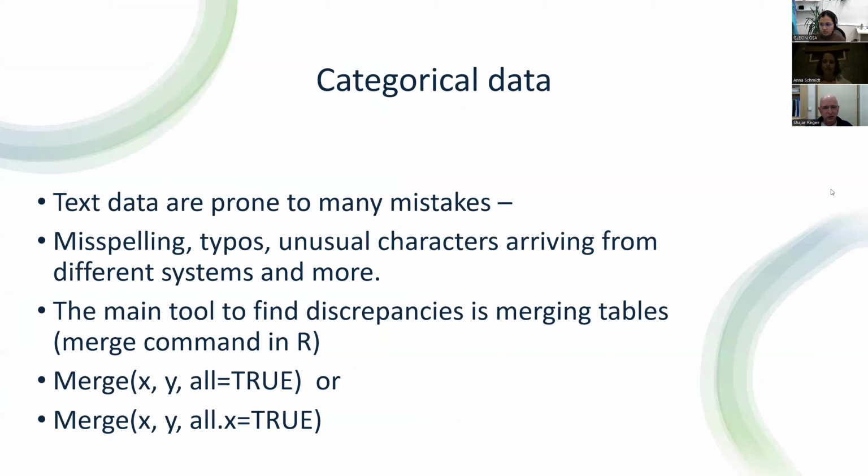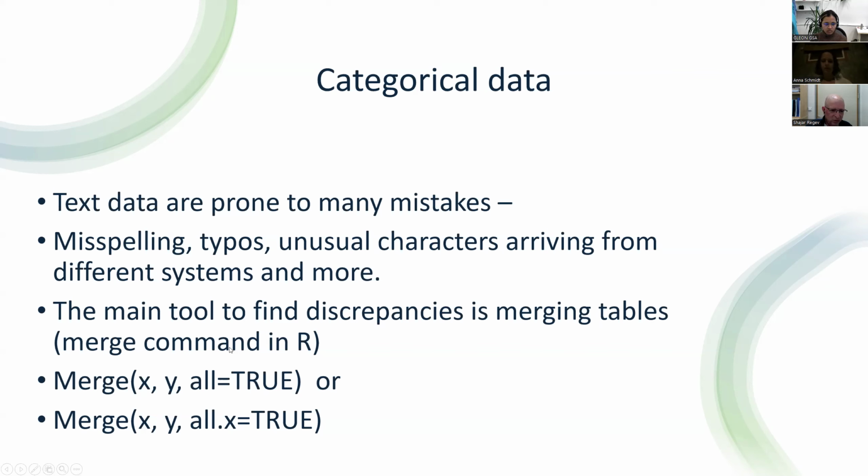So let's go to the first issue, categorical data. Text data is prone to many mistakes: misspelling, typos, unusual characters arriving from different systems, and more. And what I found is that the main tool to find discrepancies is merging tables. It is the merge command in R, and maybe in Excel it's like a VLOOKUP, but it has much better options.